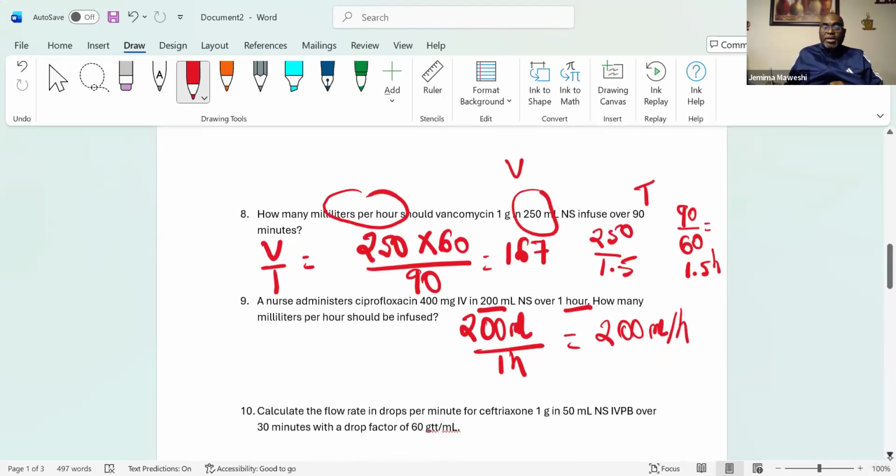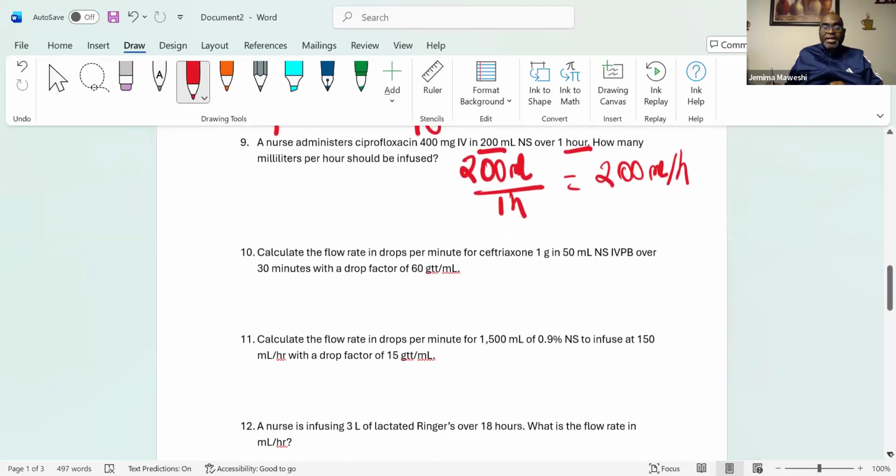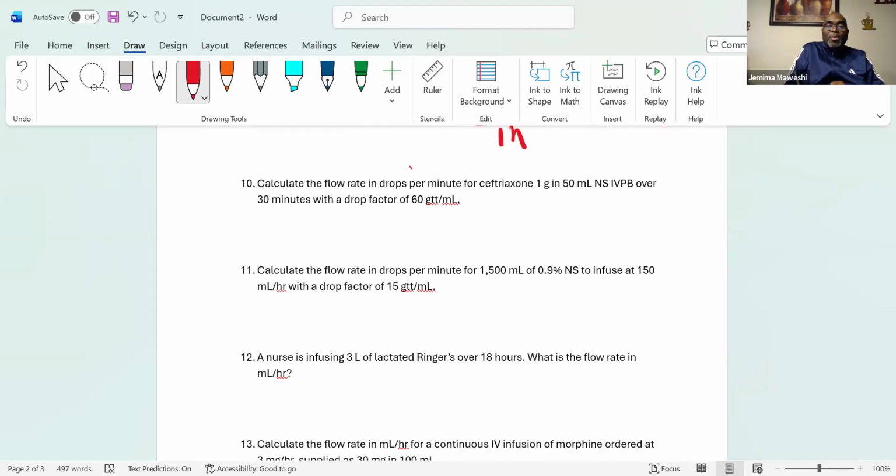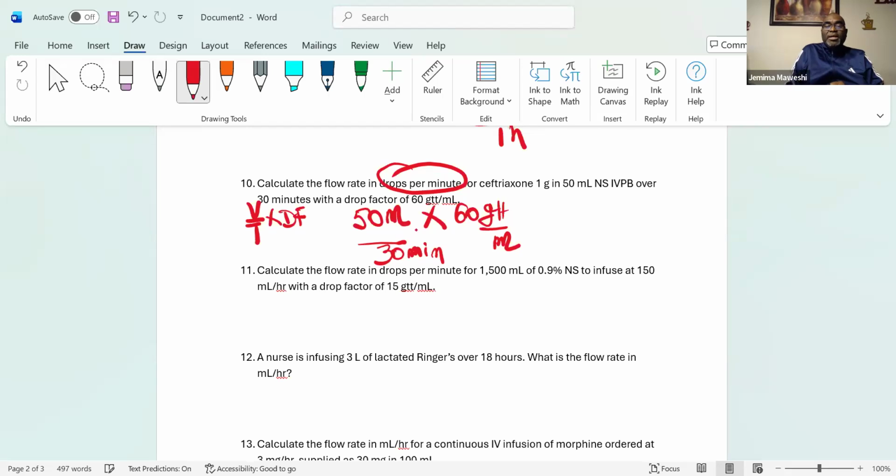Got it? So let's go down here. We are at number 10. Number 10, what are we looking for? Drop per minute. You know, drop per minute is volume over time multiplied by drop factor. Your volume must be in milliliter, it's right there, 50 milliliter. Well, I'm going to multiply that by my drop factor, which is 60 GTT per mL. Then I divide that by what? By 30 minutes. This is how, you see, this milliliter and that milliliter will cancel out. The only unit I'm going to stay with is going to be drops per minute.